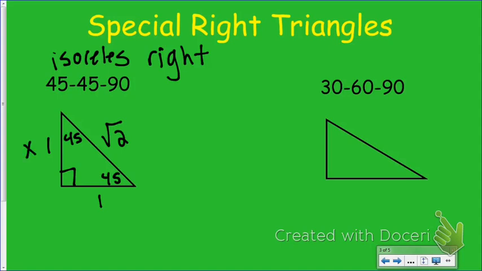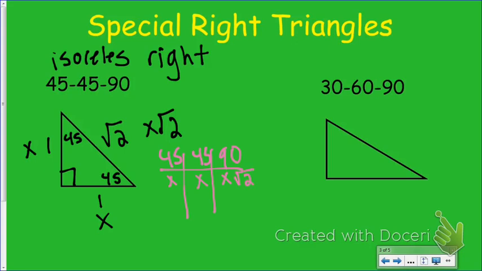If this side was x, the other side across from 45 was x, which means across from the 90 was x times the square root of 2. So what I do for my isosceles right triangles is I always keep them in a chart. And I have 3 columns for 45, 45, and 90. And then I fill in the ratio. And my ratio for these is x, across from 45 is x, across from 45 is x, and across from 90 is always whatever that side was times the square root of 2.